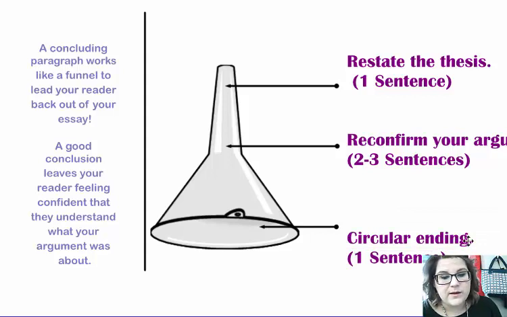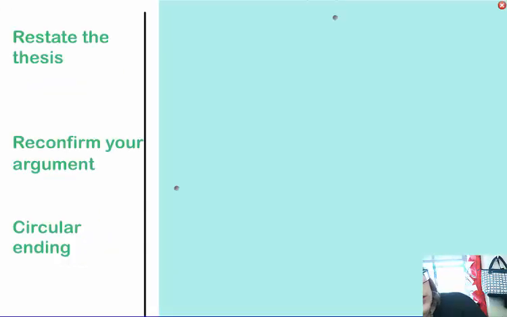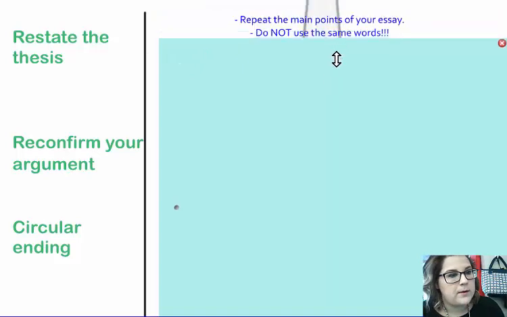And then finally, maybe we can have a circular ending. So similar to starting out big with our Google map and zooming in, this time we're zooming in and then we're ending by zooming back out. So how can we reconnect this to life in general, our thesis statement? So in this conclusion, you want to restate the thesis, you want to reconfirm your argument, and you want a circular ending. We're zooming back out on our Google map.